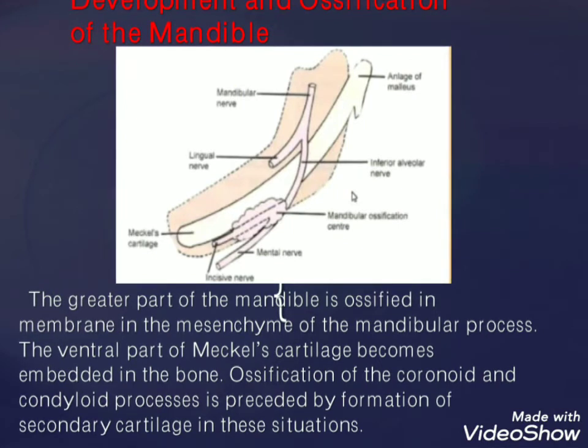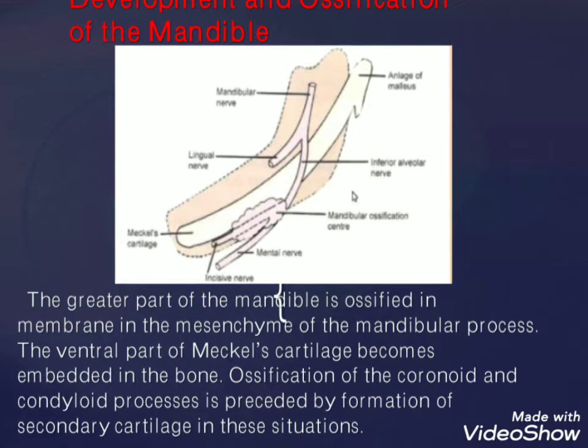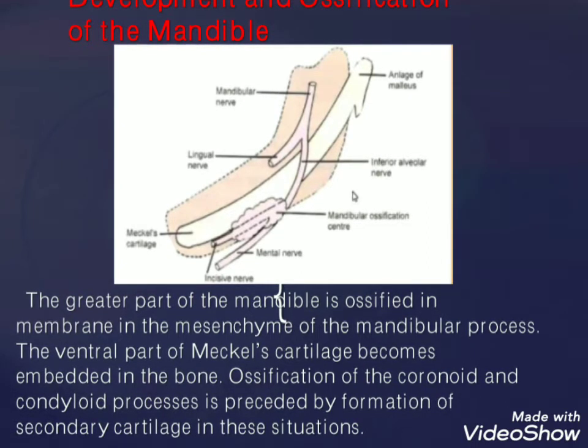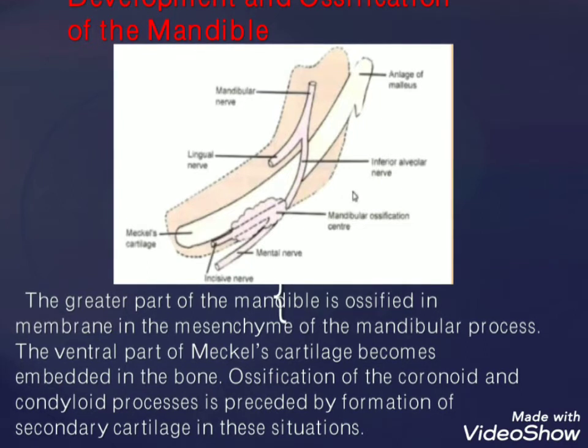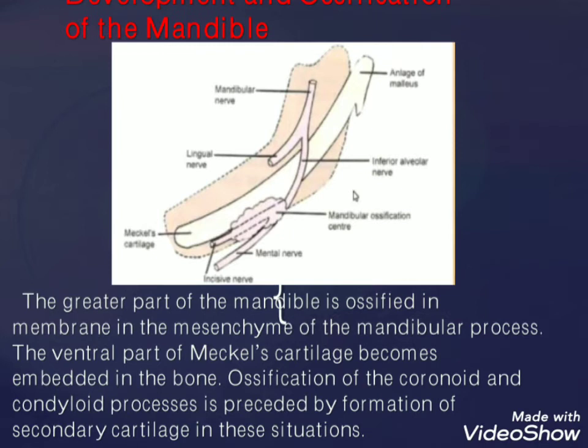Development and ossification of the mandible proper. The greater part of the mandible is ossified in membrane, in the mesenchyme of the mandibular process. The ventral part of Meckel's cartilage becomes embedded in the bone. Ossification of the coronoid and condylar processes is preceded by formation of secondary cartilage in this situation.